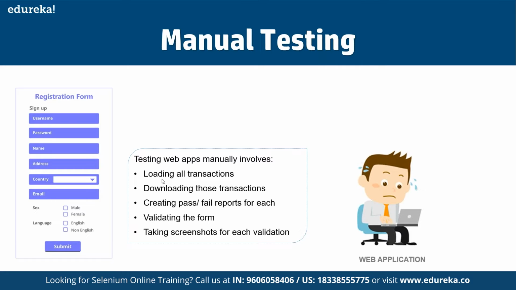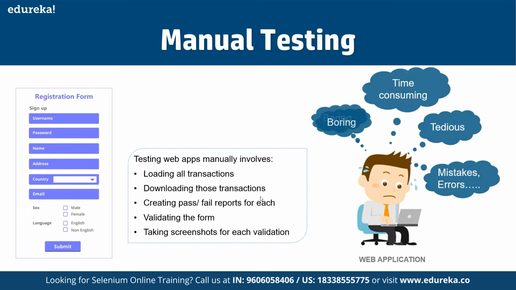We have to create pass and fail reports for each transaction. We have to validate the form as well, and then take screenshots for each validation as a part of the manual testing process. So for example, even if we have to manually configure and validate that the username should be working fine based on the condition that we defined here, the password should be entered only if it matches the given conditions. The name, the address, the country, the email, all these values should be working as per the logic that we have defined.